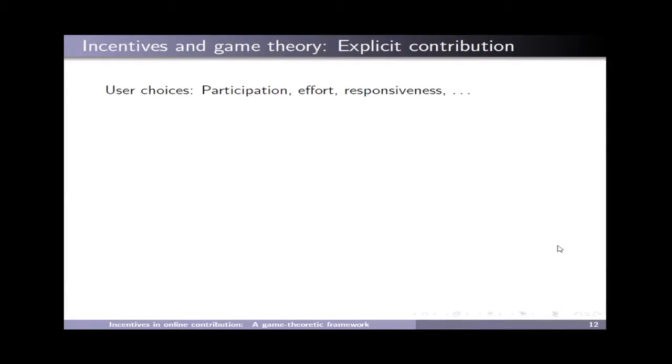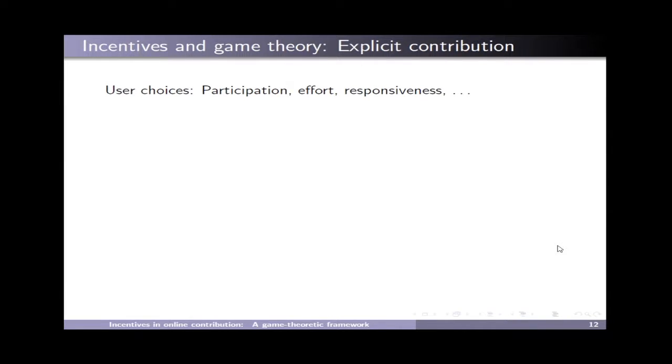In terms of explicit contribution, what are the kinds of choices that users face? Remember, when we talked about a game-theoretic framework for design, we said that users are making choices in response to the incentives created by the system. What are the kinds of choices that users make? Users may make choices about participation, effort, and responsiveness.